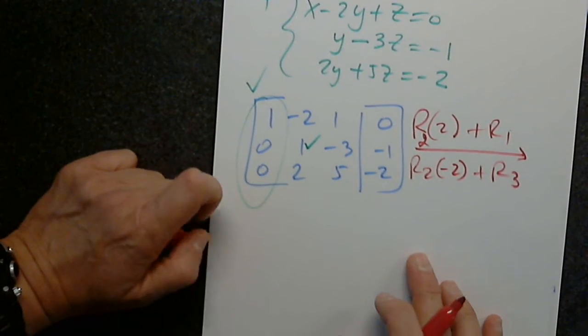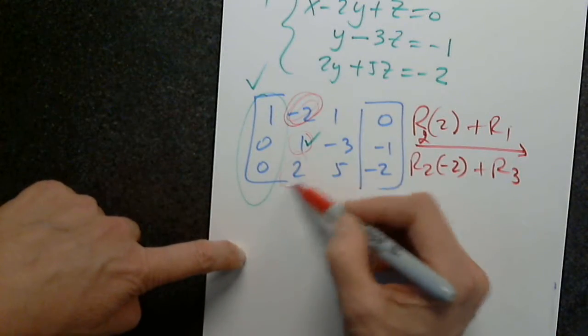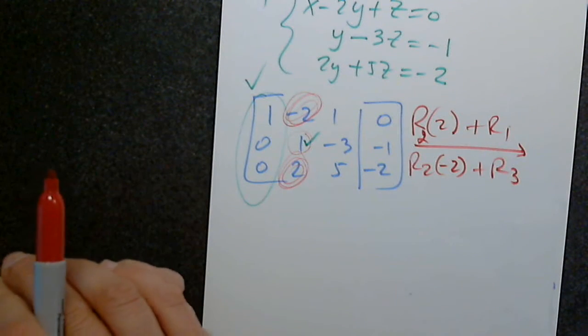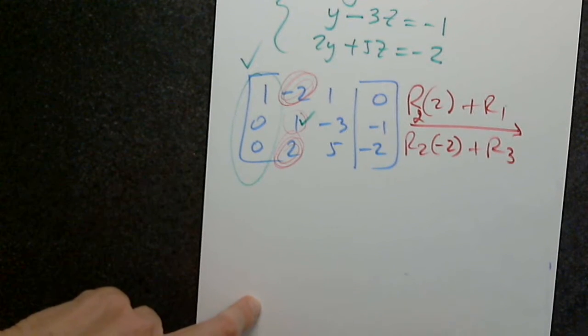Why did I choose row 2? Because I have the 1, and I need to eliminate this, and I need to eliminate this. Because the first column is already done.